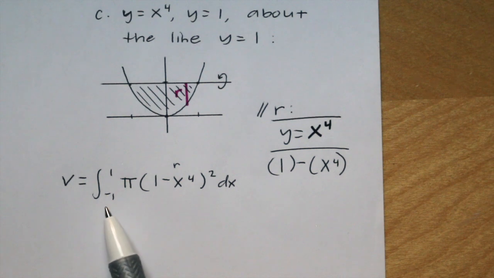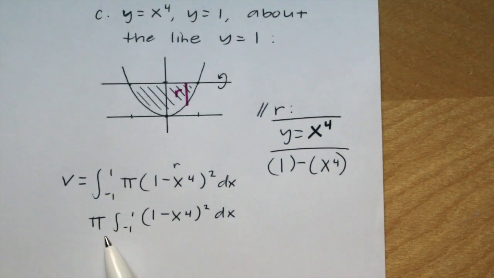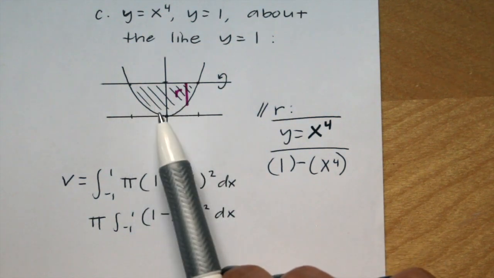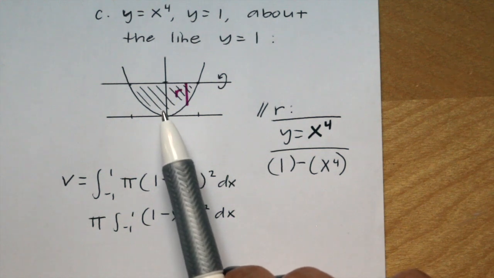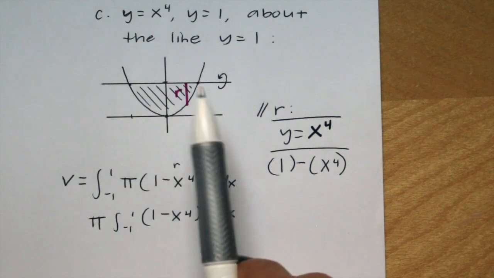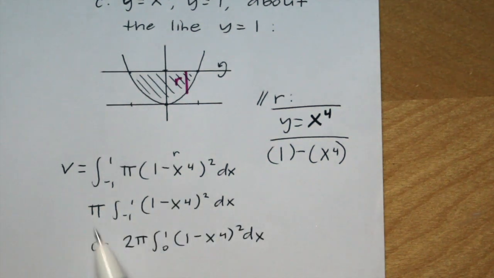So I set it up, the integral from -1 to 1, pi, and then here's your r squared dx. I pulled the pi to the front. You might notice that if you were to integrate this region from -1 to 0, that would give you the same volume as integrating from 0 to 1. So some people will choose, because of the symmetry, to rewrite this as 2 pi, the integral from 0 to 1 of this integrand. So I just wrote that out. You could leave it like this, or you can write 2 and then times the pi integral only from 0 to 1 of the 1 minus x to the 4th squared dx.